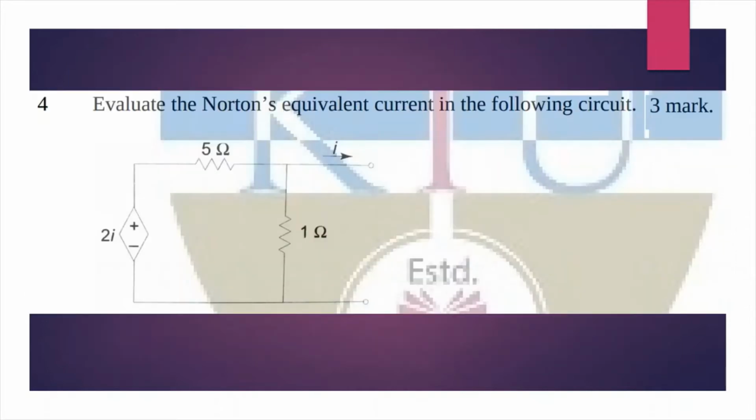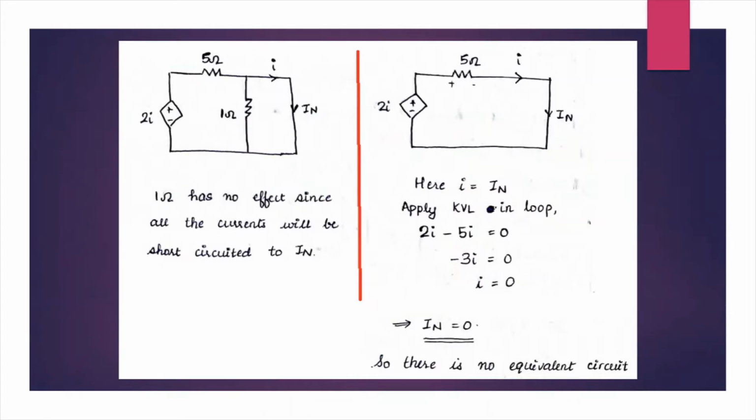Next question: evaluate the Norton's equivalent current in the following circuit. To get the Norton's current, first of all we have to short circuit the output terminals. When we short circuit, the 1 ohm resistance will not have any effect because it is parallel to a short circuit. So all the current will be flowing only through that short circuited path where IN is flowing. So we can remove that 1 ohm and redraw the circuit like this.